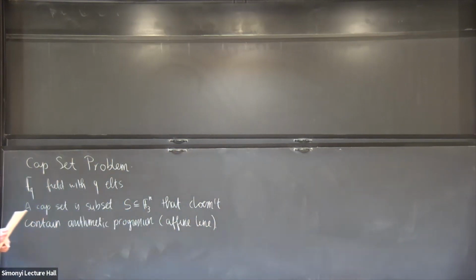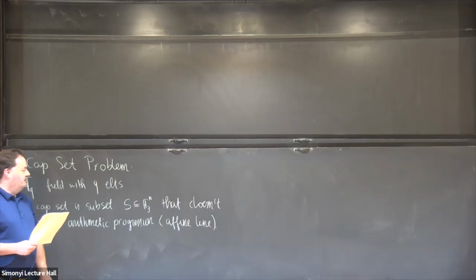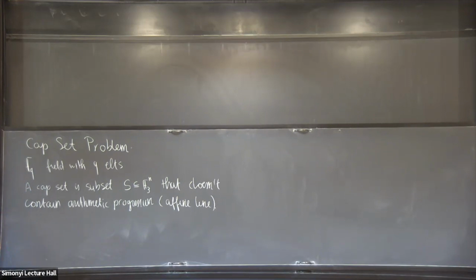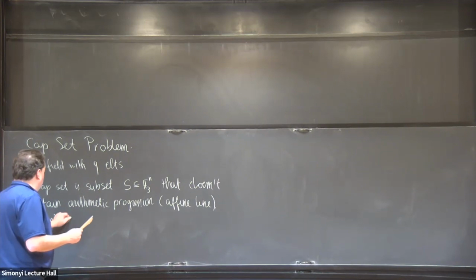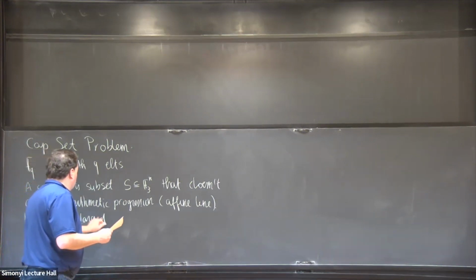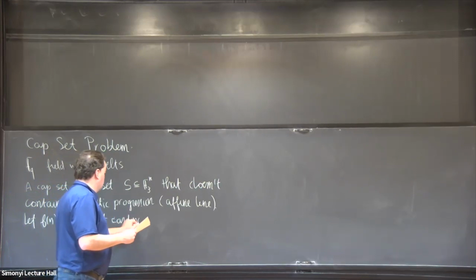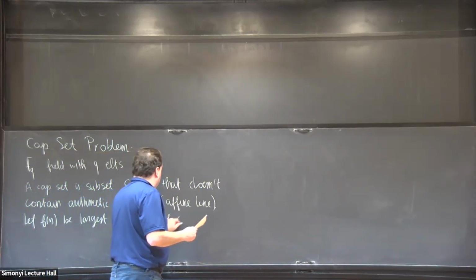So in F_3 to the power n, if you have three distinct points, they're collinear if and only if they form an arithmetic progression. And so the cap set problem is basically the question, how big can a cap set be? So let's define this function. Let f_n be the largest cardinality of a cap set.